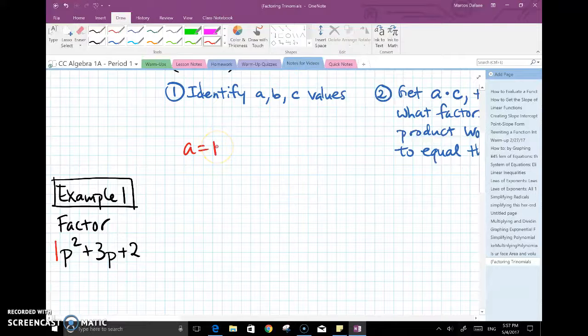I can also say that my b number is 3, which is right here. And our c value is 2, which is at the end. So that's step 1, just identifying those numbers.